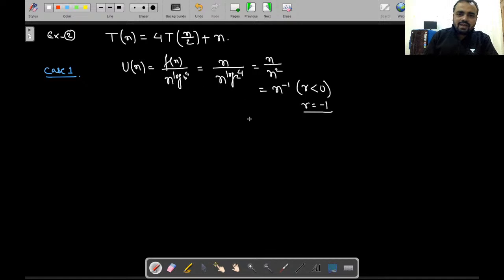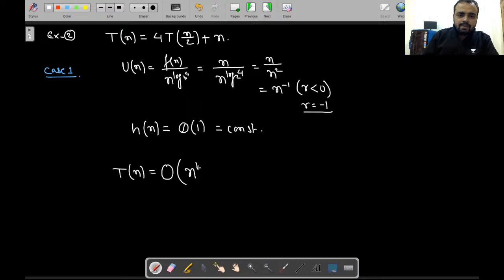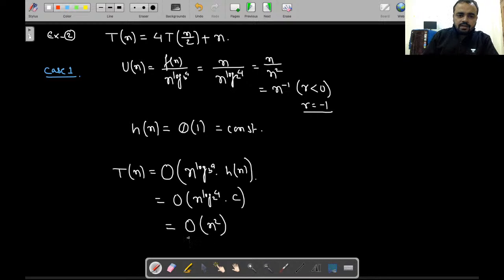So if u of n is this, then already I have told h of n क्या होगा, h of n होगा theta of 1, which is nothing but a constant time, means t of n will become order of, already I have told, n to the power log of a on the base b into h of n. So this is the order of n to the power log of 4 on the base 2 into constant. So it will become n square.